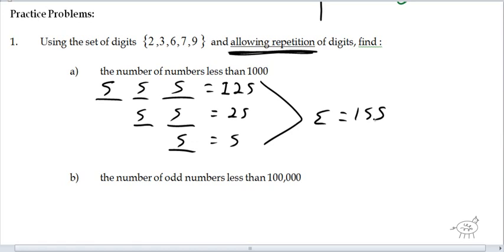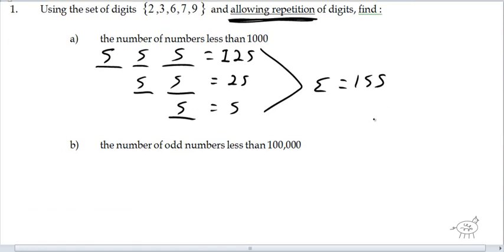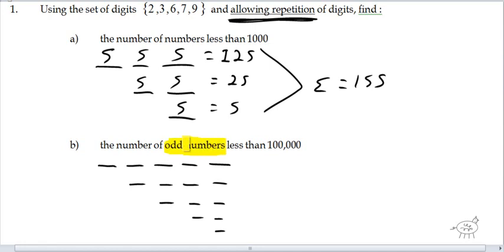Pretty easy. Okay. The next one, the number of odd numbers less than 100,000. So again, it's going to be 1, 2, 3, 4, 5 slots. It's in the 10,000s basically, and then you have the thousands, the hundreds, the tens, and the ones. Now the only issue I have here, math fans, is the number of odd numbers. All right. So in order for it to be an odd number, what has to be true?